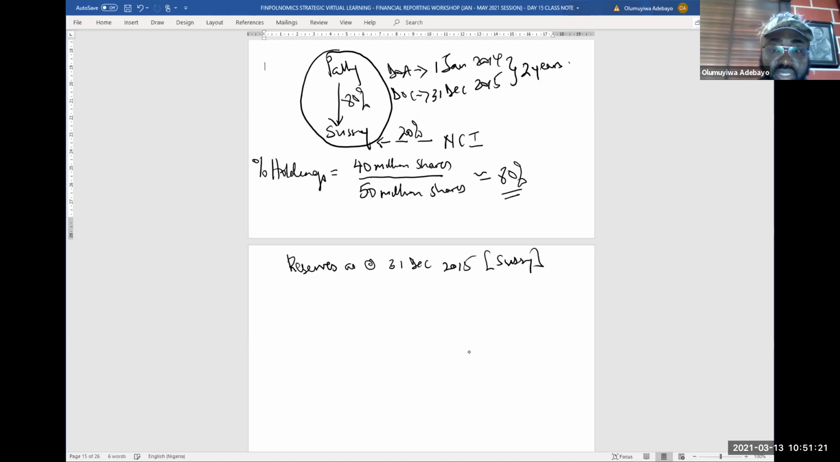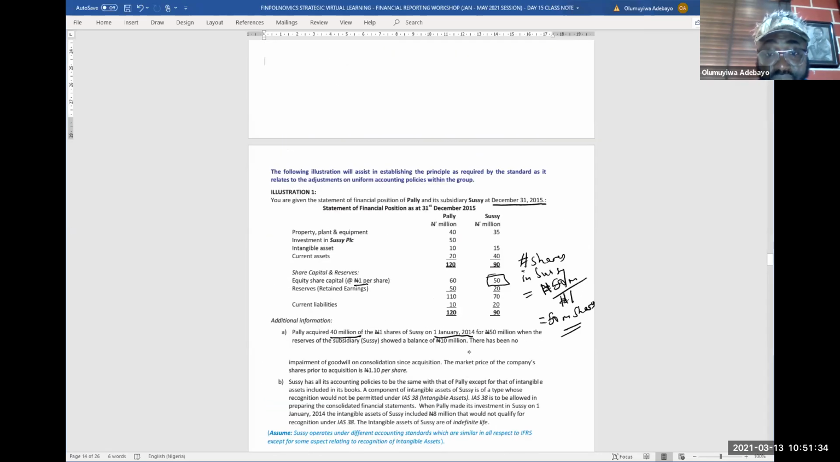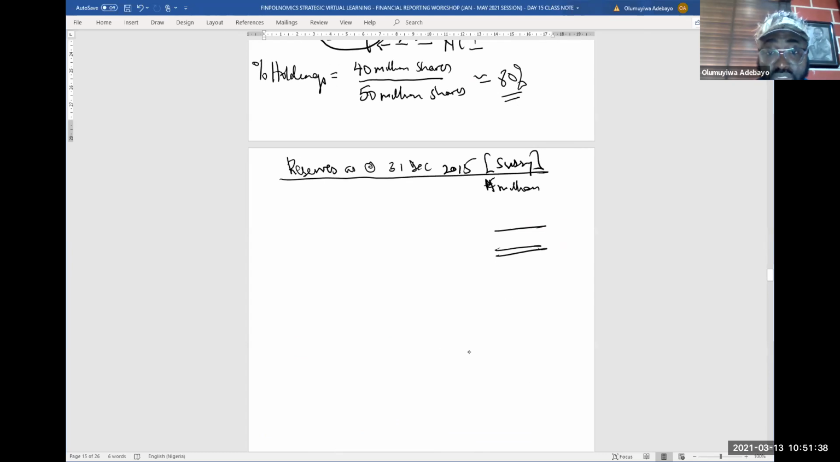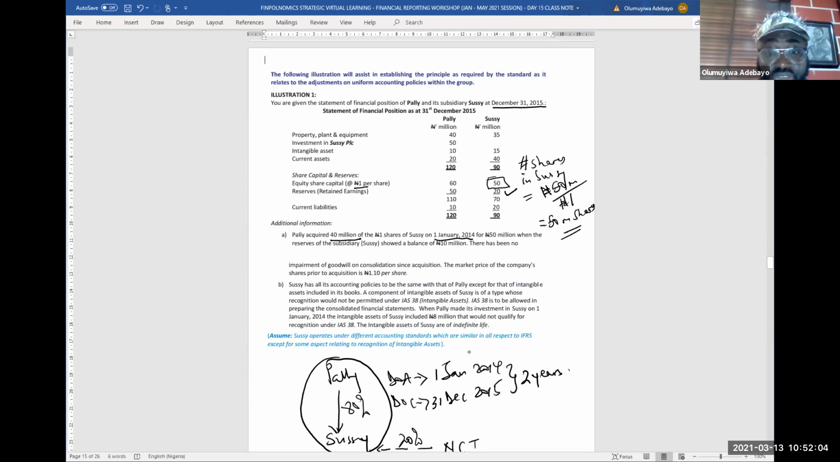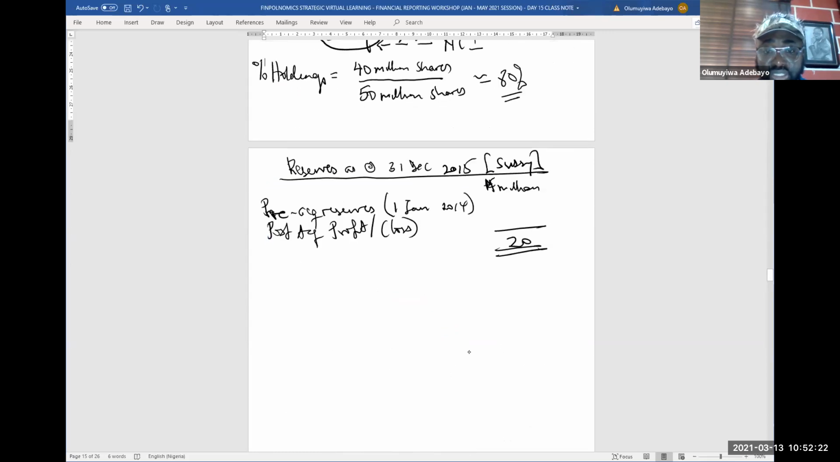That's SUSI. Let's split it into 2. All figures in millions. The reserve as at reporting date is 20 million. And we have to split it into pre-acquisition, which is as at the date of acquisition, and post-acquisition profit or loss. What is our pre-acquisition? We acquired 40 million shares for 50 million naira, when the reserve of the subsidiary showed a balance of 10 million. Therefore our pre-acquisition is 10 million.